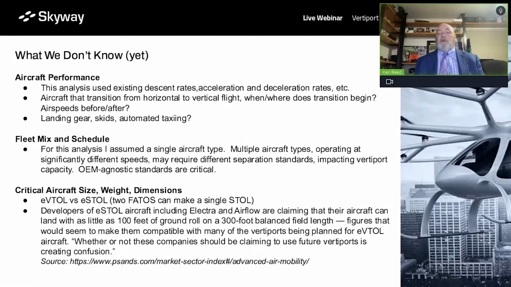We'll talk about how you could combine two FATOs to make a single short takeoff and landing runway. And there's a little article quote here about how developers of short takeoff and landing aircraft, including Electra and Airflow, claim that their aircraft can land with as little as 100 feet of ground roll on a 300-foot balanced field length. These figures would seem to make them compatible with many of the vertiports being planned today, and there's a source there as well.